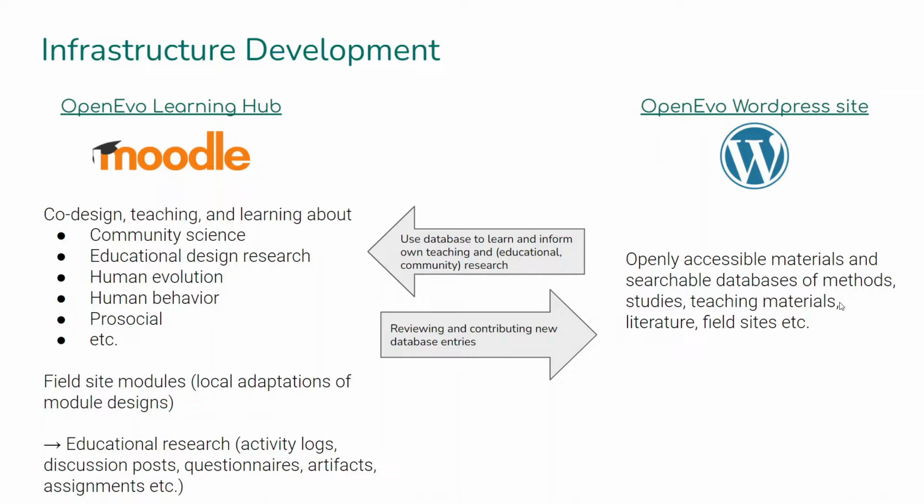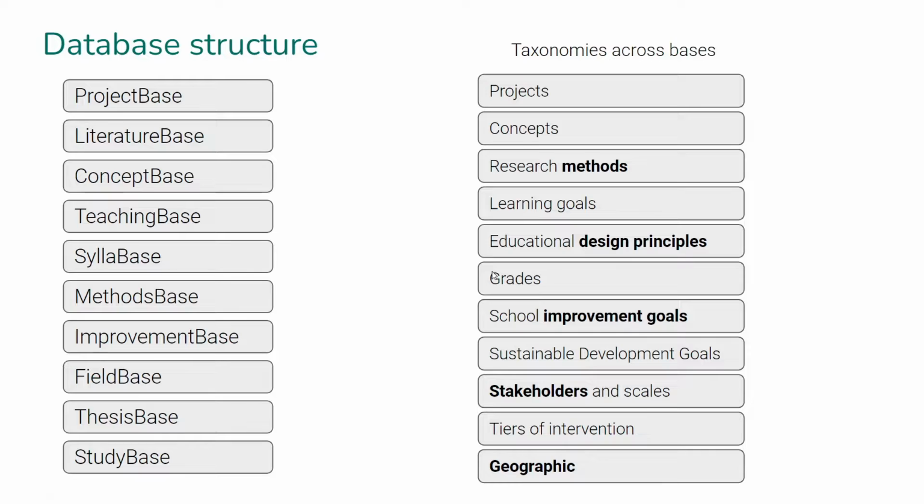Regarding the database structure, it currently roughly looks like this: we have several bases as a way to put in and structure all this information. This is really just conceptual right now, but we're starting to get it going on the WordPress site and to populate it with different entries. And all of these different bases are interlinked through taxonomies across them.